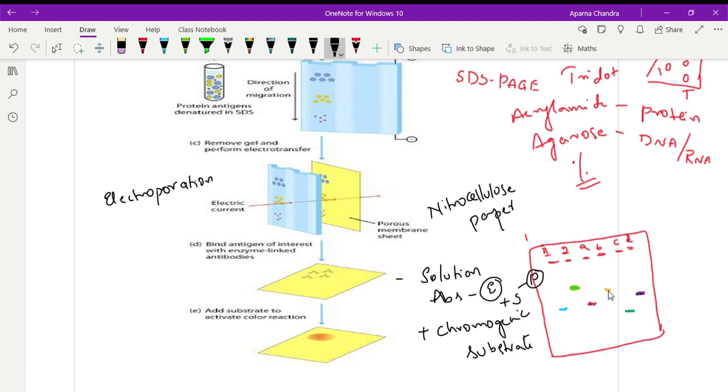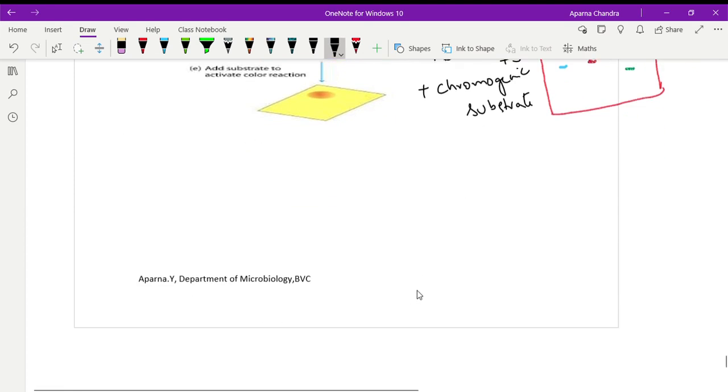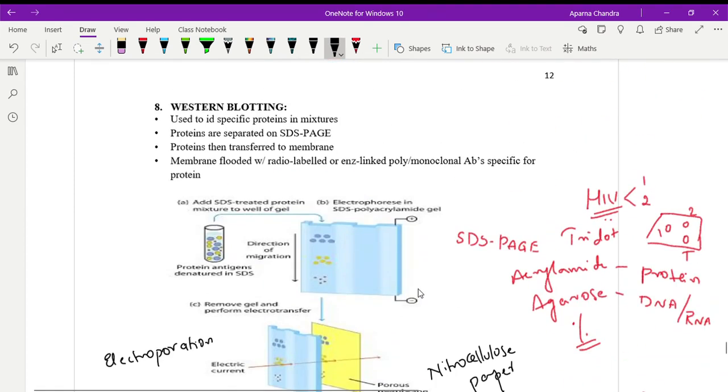If you see the case of B, it will not show a positive result. And again, C also will not show a positive result, but D might have shown a positive result at that respective position. So this is how the Western blotting technique is done. Okay. With this, we are done with the antigen antibody reactions.